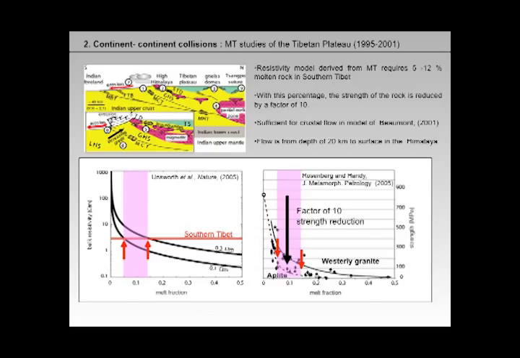And if you read Chris Beaumont's papers carefully, that's what he requires. An order of magnitude weakening is enough to make the rock creep or flow over a geological time scale. So this doesn't prove that the flow is occurring, but it certainly gives support for the idea that that could be possible.